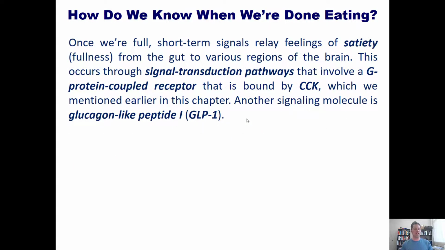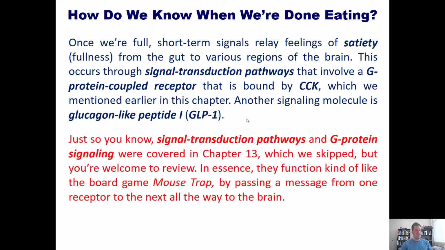Well, once we are full, short-term signals relay feelings of satiety, which is fullness, from the gut to various regions of the brain. This occurs through signal transduction pathways that involve a G protein-coupled receptor that is bound by CCK, which we mentioned earlier in this chapter. Another signaling molecule is glucagon-like peptide 1, or GLP-1. Now, just so you know, signal transduction pathways and G protein signaling were covered earlier in Chapter 13, which we skipped in our class, but you are welcome to review if you want. I won't test you on it, but you can read it if you're interested.